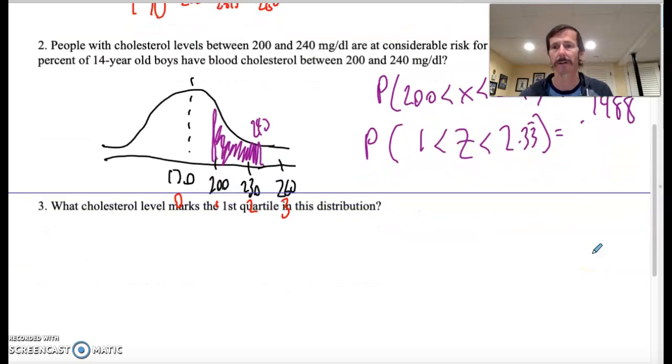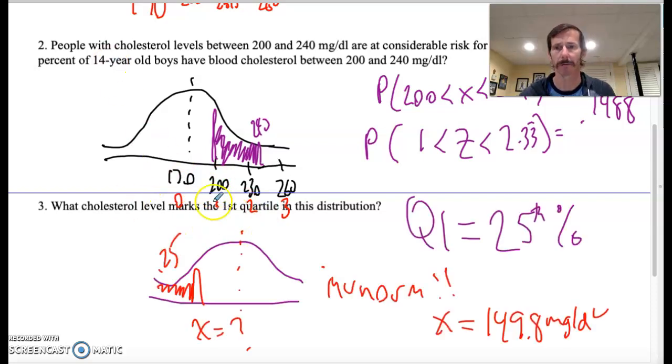All right, now you're going to figure out the cholesterol level that marks the first quartile in this distribution. So pause it and give this one a try. This one I've given you first quartile. First quartile is the 25th percentile. That's a marker on the left. And so I have to invert norm that 0.25, and my answer should have been 149.8.